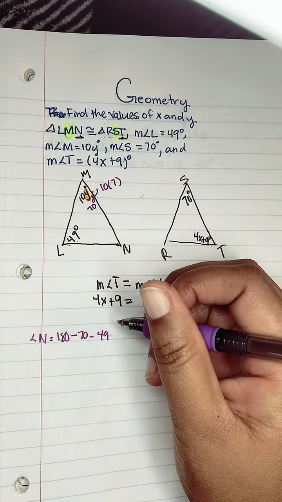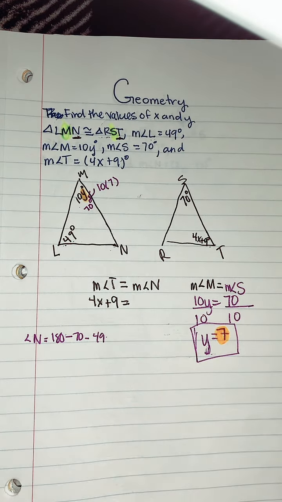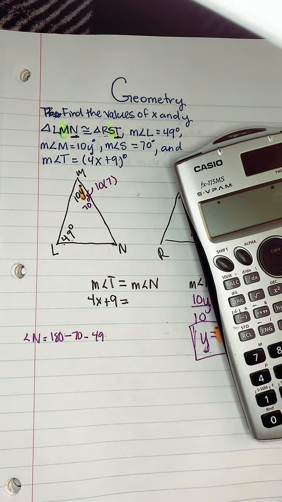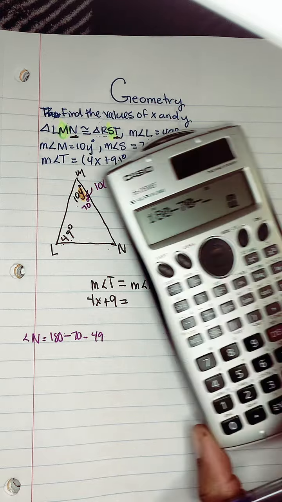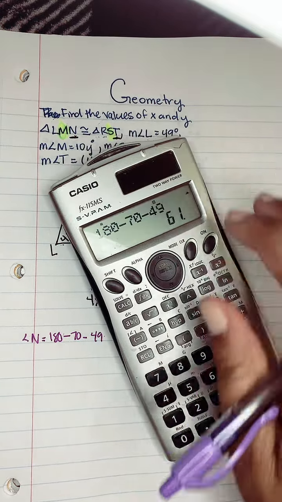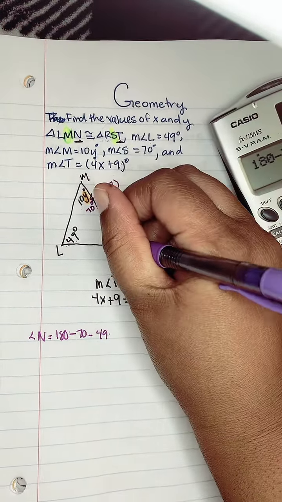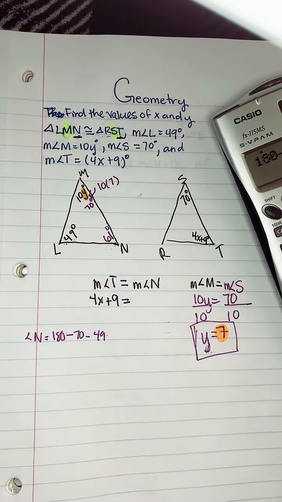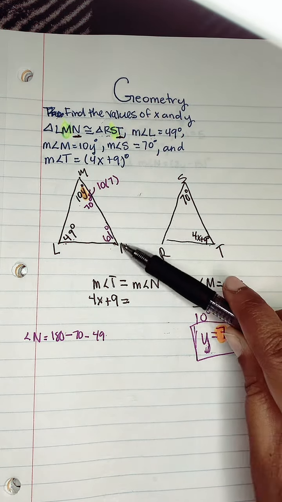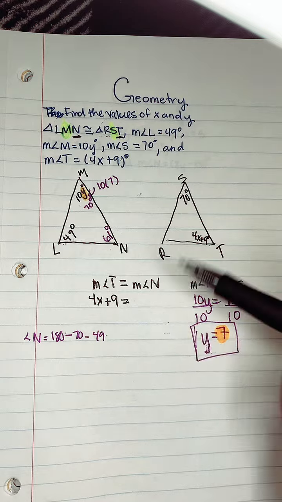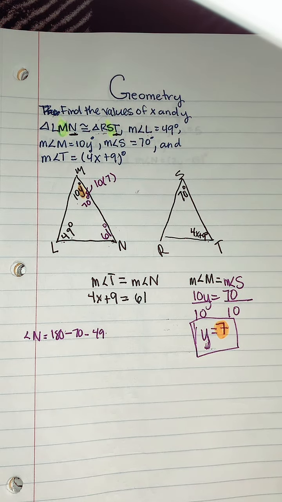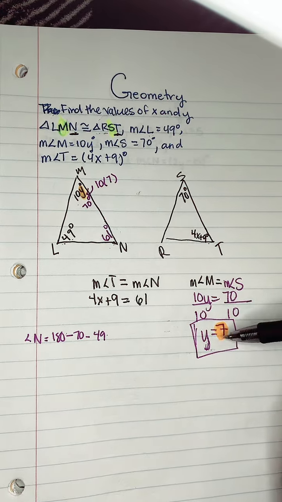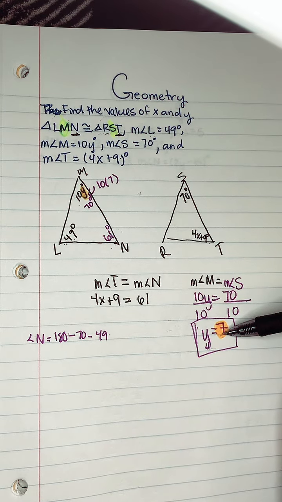And that will help us get how much angle N is. So 180 minus 70 minus 49 gets us 61. So now we know that this angle is 61 degrees. This is what we're going to plug into here. 61. Anybody get lost on this part? So we had to find y.